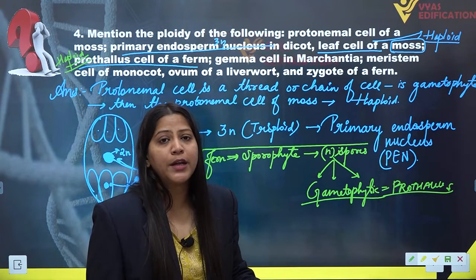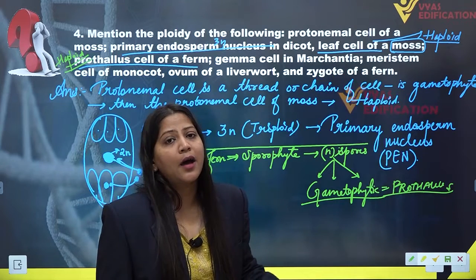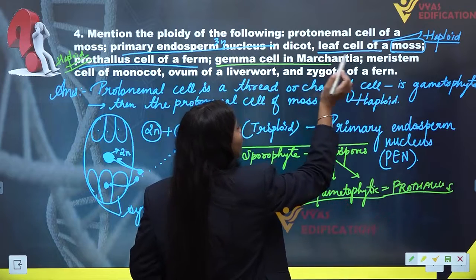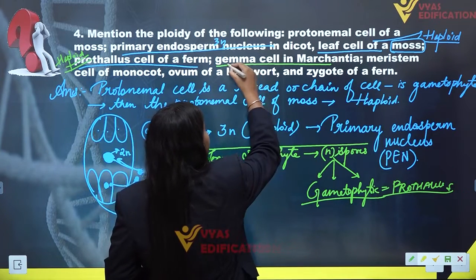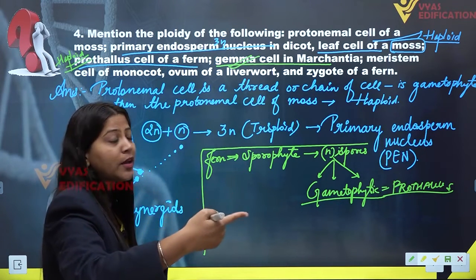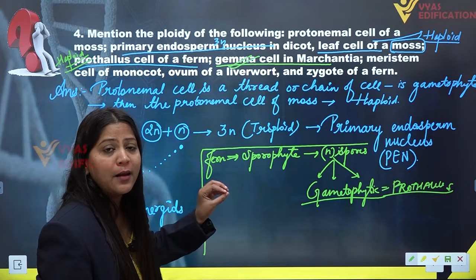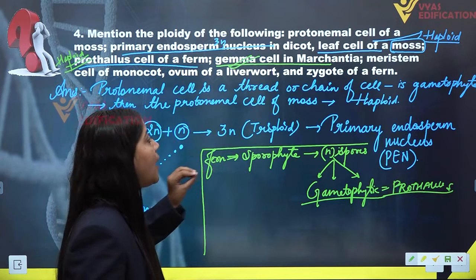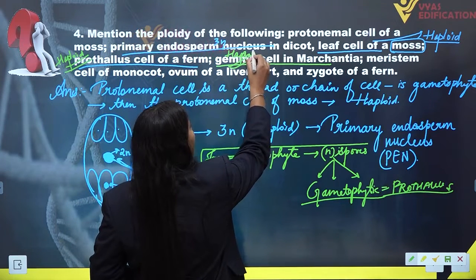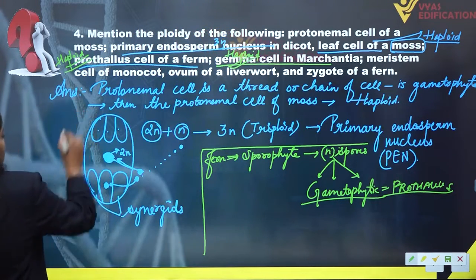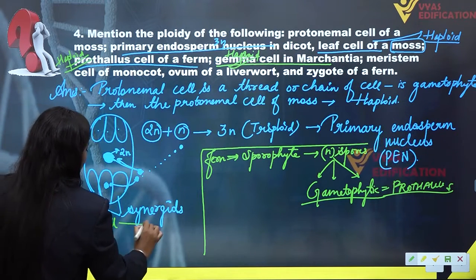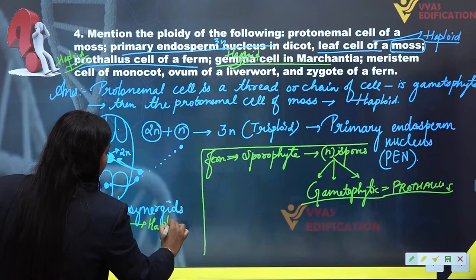So these gemma cups are also haploid in nature, as in liverworts the main plant body or the dominant plant body is a gametophyte. So being gametophyte as their dominant plant body, the gemma cups present on the main plant body are haploid in nature. Thus, each and every cell, including gemma cell, is haploid in nature. So let's write here gemma cell. Gemma cells are also haploid in nature.